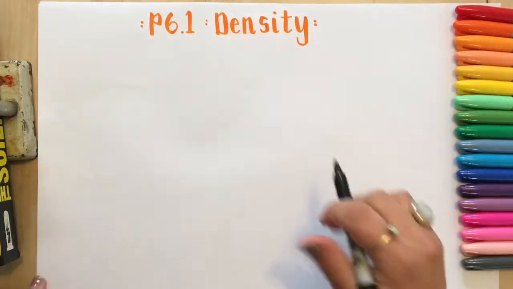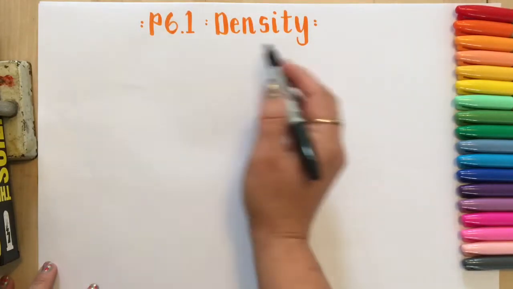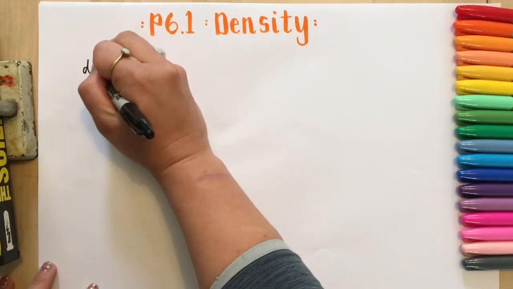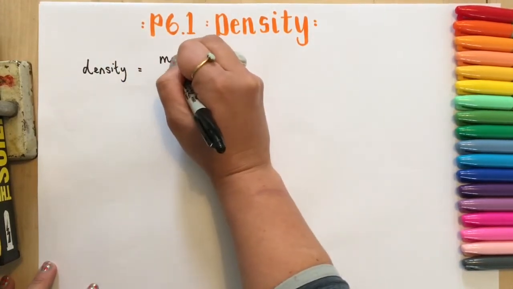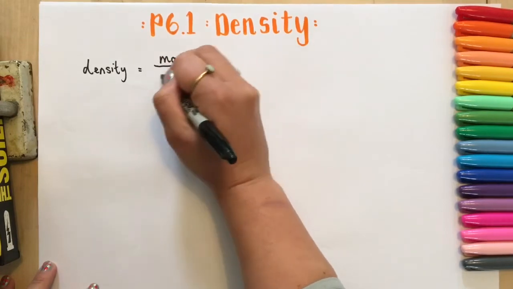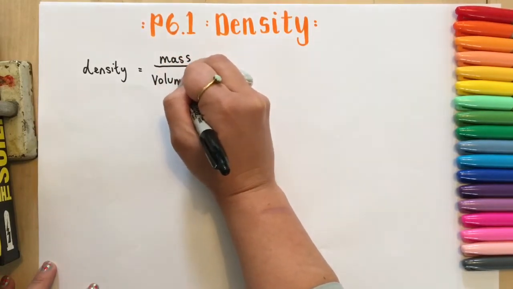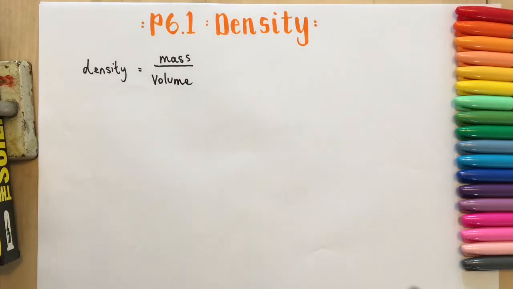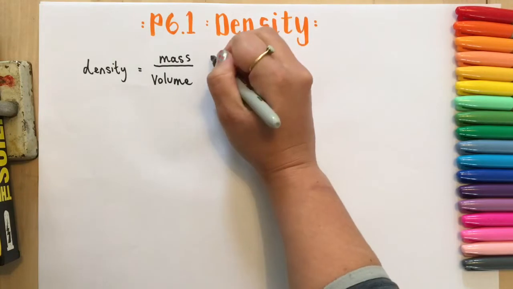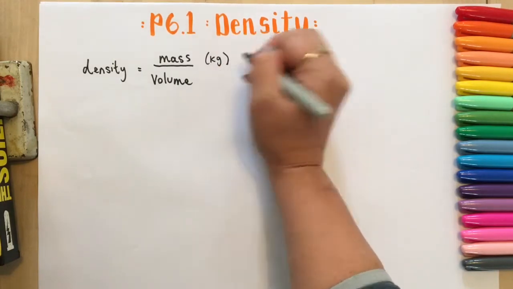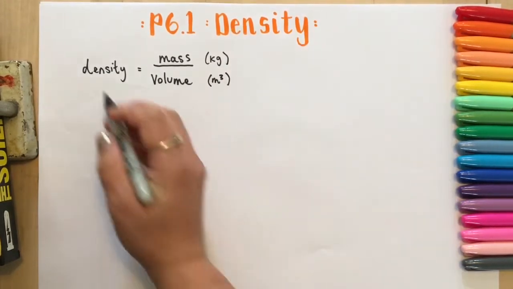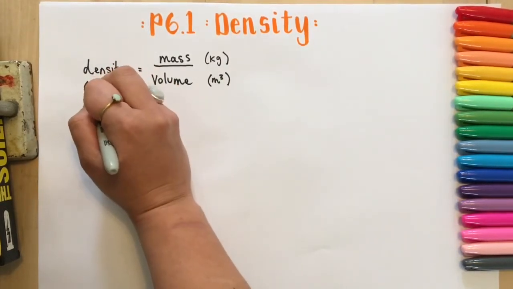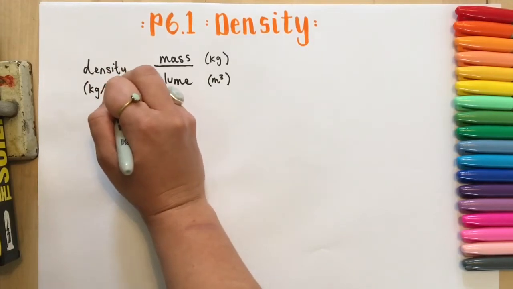So let's start off with the equation for calculating density. Density equals mass divided by volume. Okay. We measure mass in kilograms. We measure volume in meters cubed. So density is measured in kilograms per meter cubed.